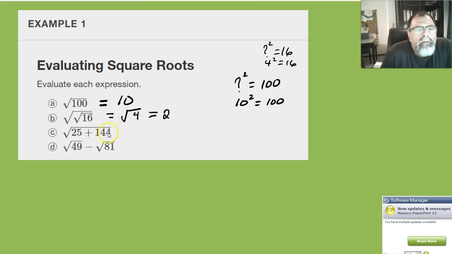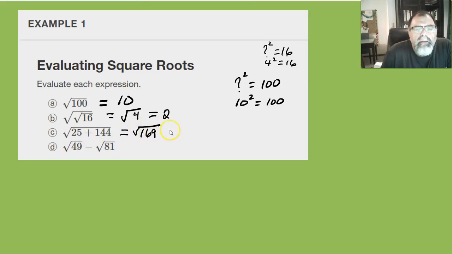squared was 4. Again, what I was just saying a minute ago is that you can think of the radical sign as a grouping symbol, and you have the radicand, the number inside. You have to simplify that to one number first. So 25 plus 144 is 169. And then what squared is 169? Well, that's 13.